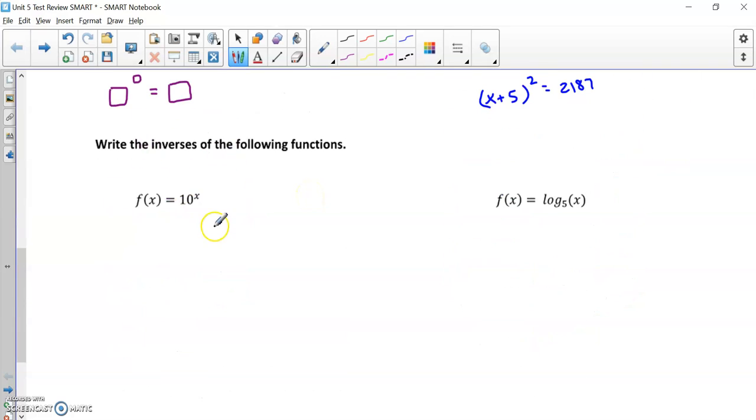Alright, next we are going to write inverses of exponentials and logs. So if we start with an exponential, we know that our answer is going to end up being a log and vice versa. So let's recall the steps when we're finding the inverse of log and exponential functions. We start by switching x and y. And then we go ahead and convert to the other form.